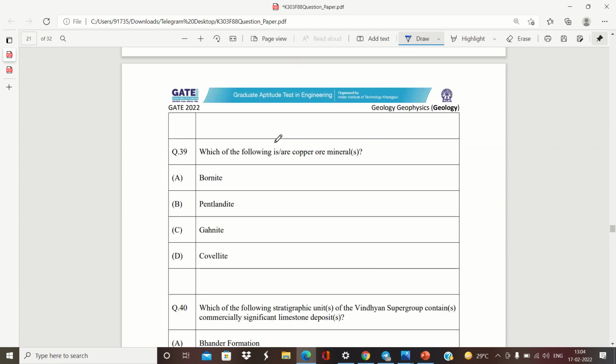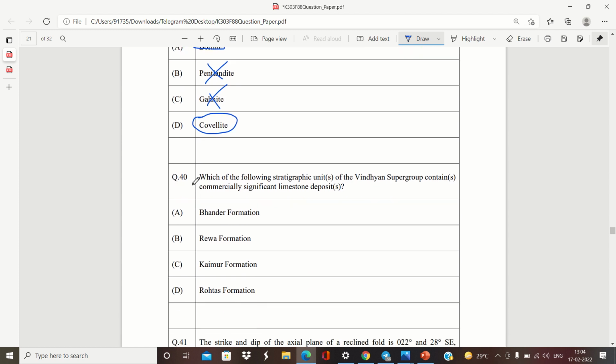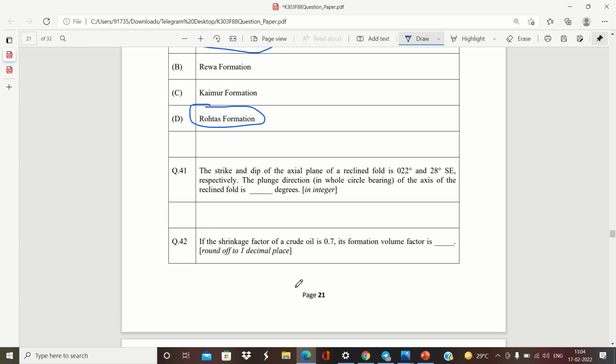Then another question is which of the following is or are the copper ore minerals? So copper ore minerals are bornite and covellite. These two are the ones that belong to copper ore. Then another question is which of the following stratigraphic units of the Vindhyan Supergroup contain commercially significant limestone deposits? So here the correct answers are the Bhander formation and Rohtas formation. Both of these are commercially significant limestone deposits.